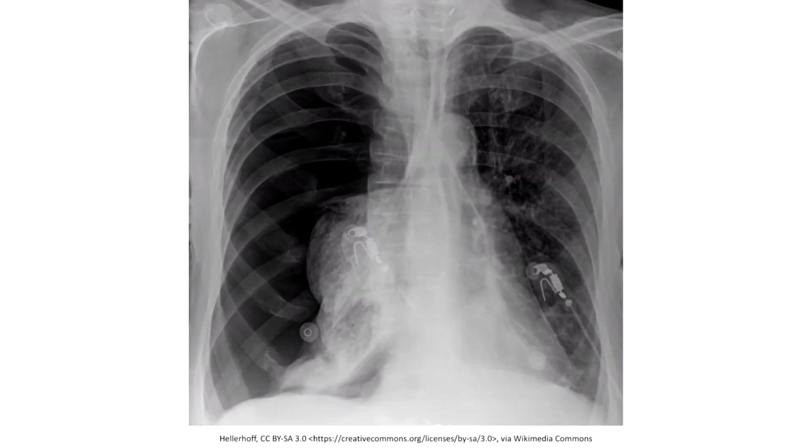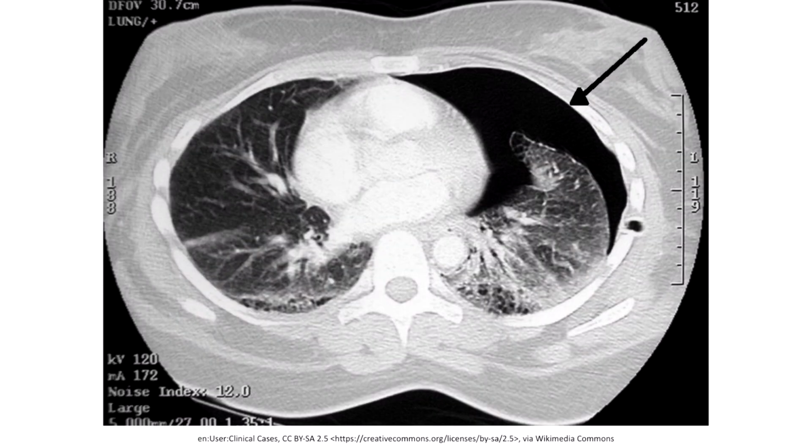Here's another chest x-ray of a patient with pneumothorax. Here, notice the change in lung lucency on the right, and this is the collapsed right lung. Here is a chest CT of a patient with left-sided pneumothorax. Notice the area of increased lucency highlighted by the black arrow.